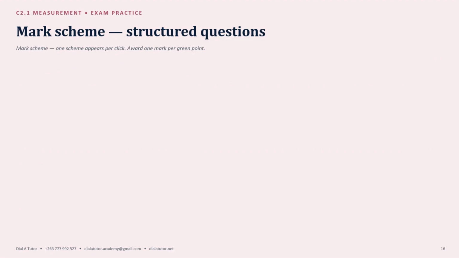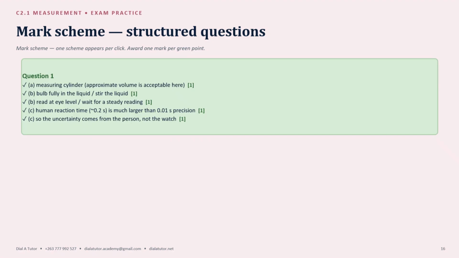Now, for the marking scheme and structured questions, notice the marking scheme is short and point-based. That is exactly how you should write, one clear scientific point per mark. Let's have a look at the answers. Question 1, A. Measuring cylinder. B. Bulb fully in the liquid, stir the liquid. Read at eye level, wait for a steady reading.